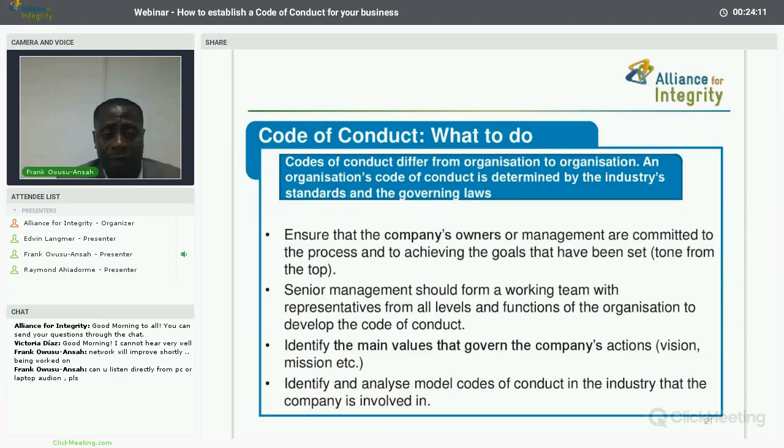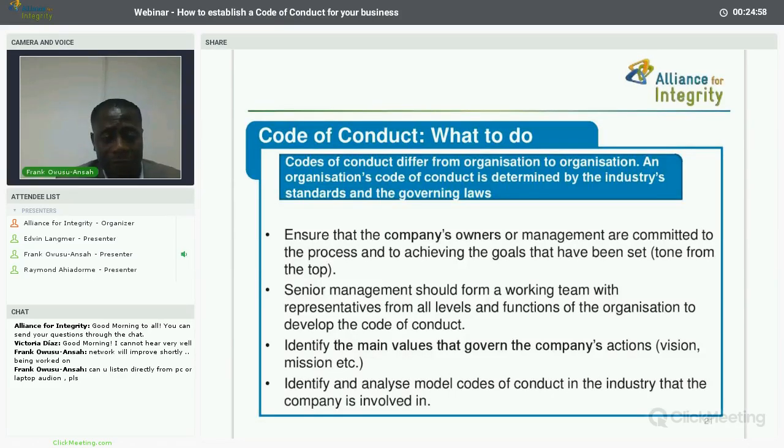And I must say here that a code of conduct may differ from organization to organization. But what is common is that it is mostly influenced by the industry standards and the governing laws. It depends on which country that company is operating from. So point number one, as I can talk about when it comes to what to do, is first of all, we need to get a commitment from the management of that organization. Here, the commitment may come in varied forms. Are the management willing and have the desire to do it? If they are, then they need to commit some resources when it becomes necessary. So when management show commitment, that's what we refer to as a tone from the top.